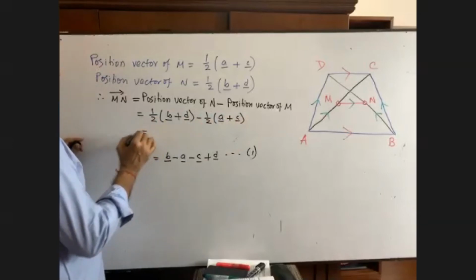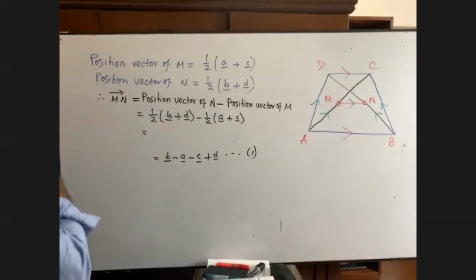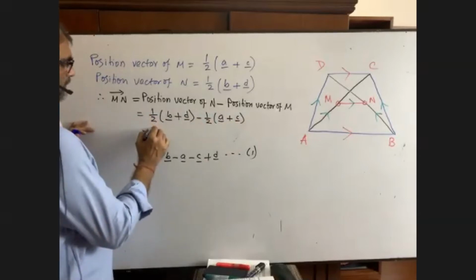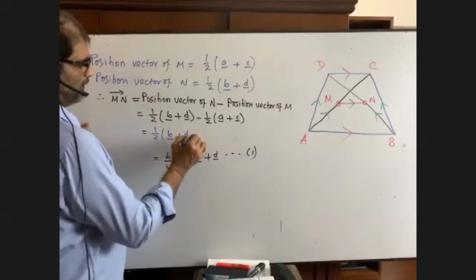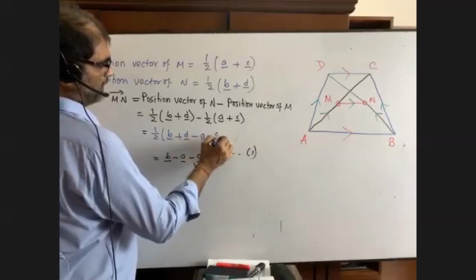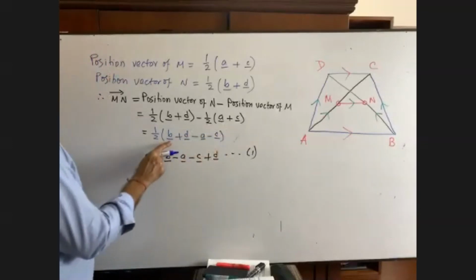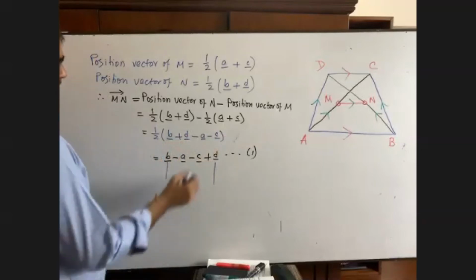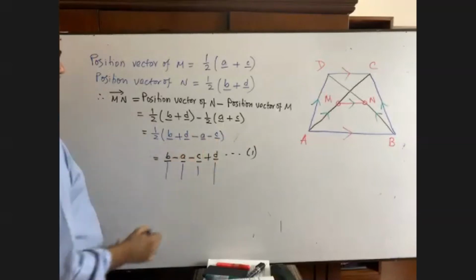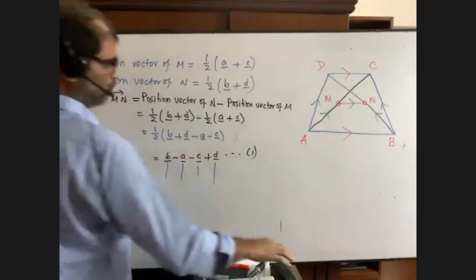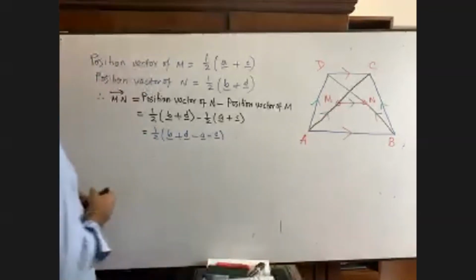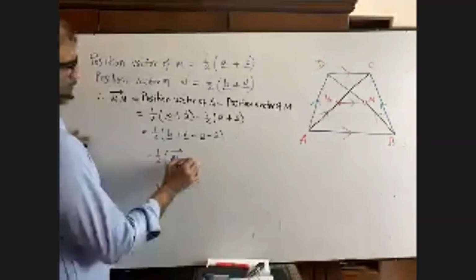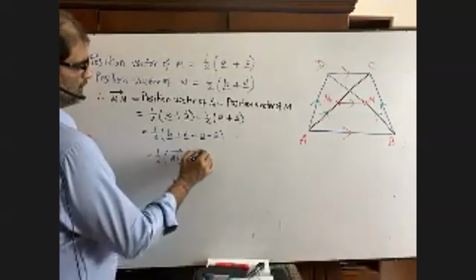If I take half common, then we'll be left with B plus D minus A minus C. Now I have kept this, because you see B plus D minus A minus C. Have you seen? So we have got the right hand side of equation 1. So we can write here half. The left hand side of 1 was AB minus DC, from 1.